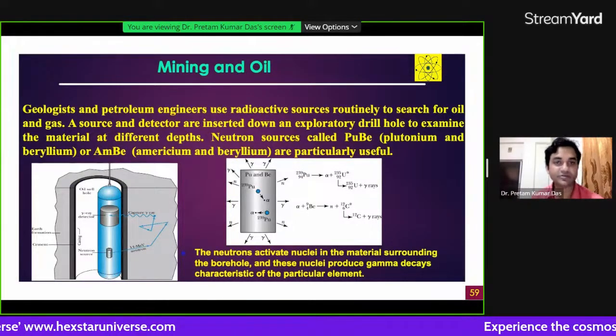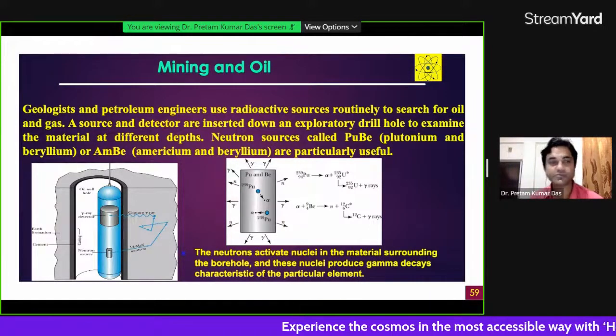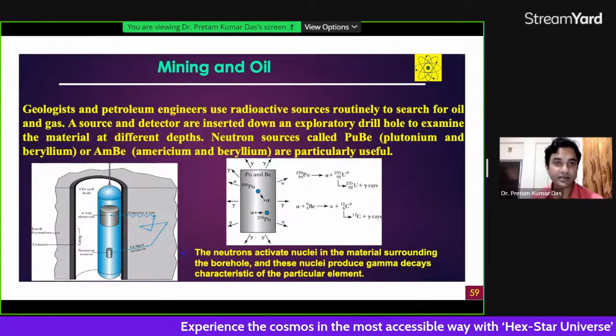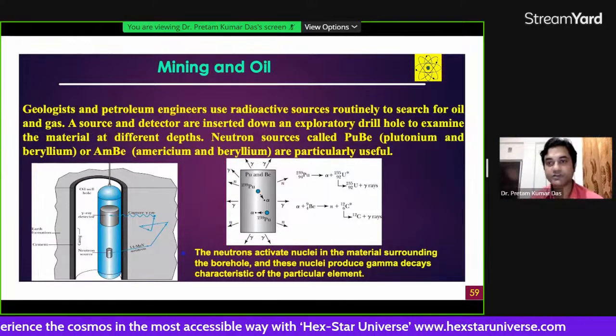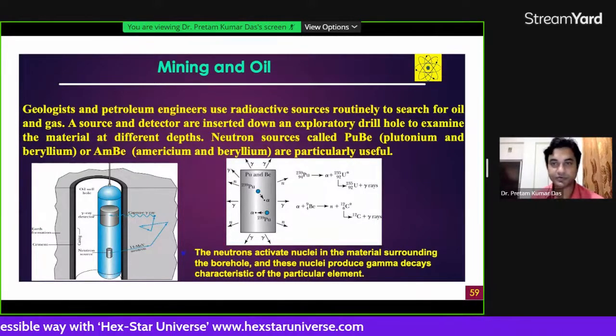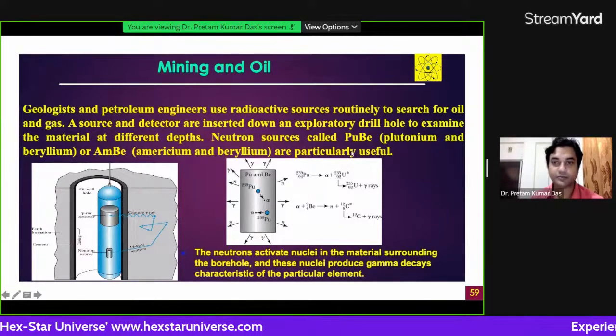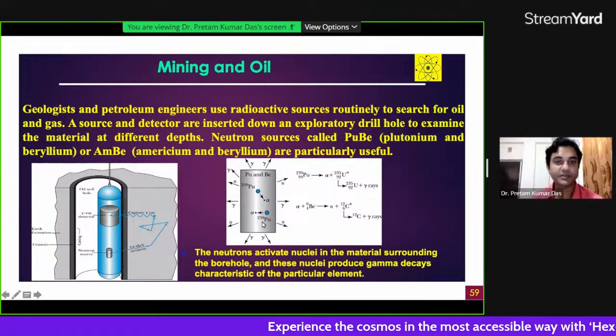So geologists and petroleum engineers use radioactive sources routinely to search for oil and gases. A source and detector are inserted down the exploratory drill hole to examine the metal at different depths. So here you can see plutonium-beryllium or americium-beryllium are used for this.